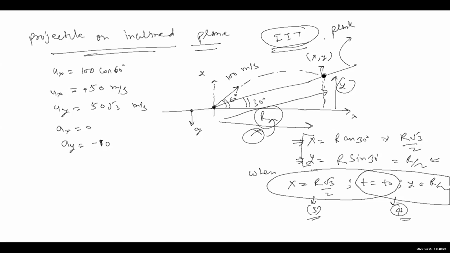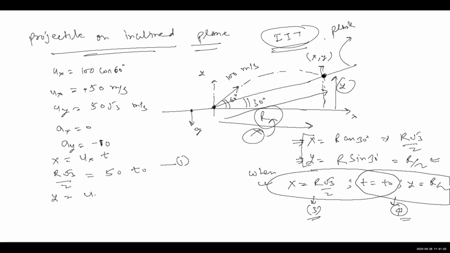The particle will collide here when x is this much, time is this much, and y is this much. I'll make two equations, first using these two conditions, and then using these two conditions. Equation 1 first, which says x is equal to ux into time. I'll put this condition. It becomes R root 3 by 2 is equal to ux, which is 50, into t. In this equation there are two unknowns, one is R and one is t naught. Then I use the second equation.